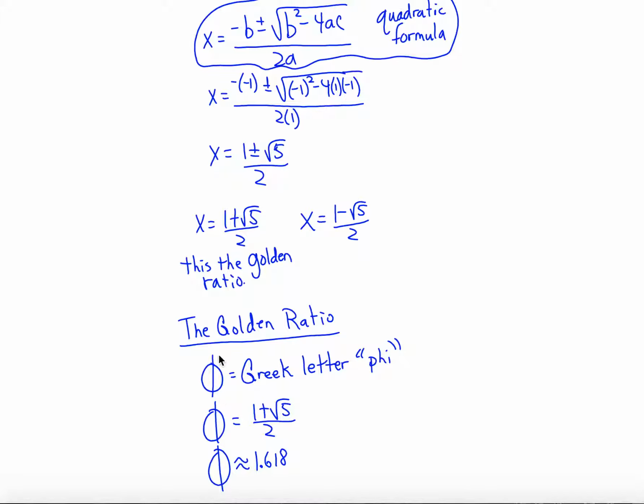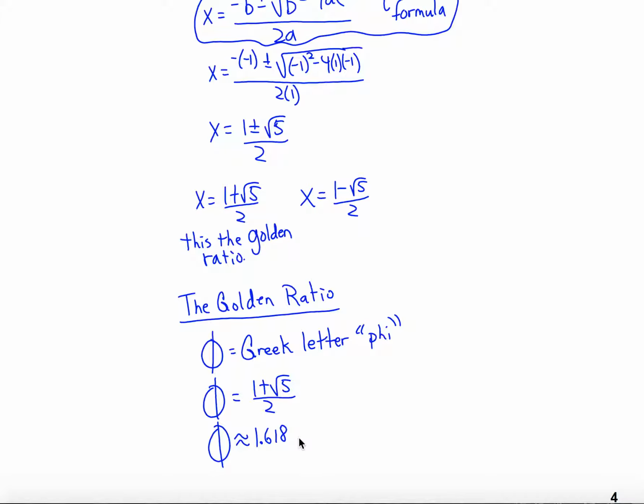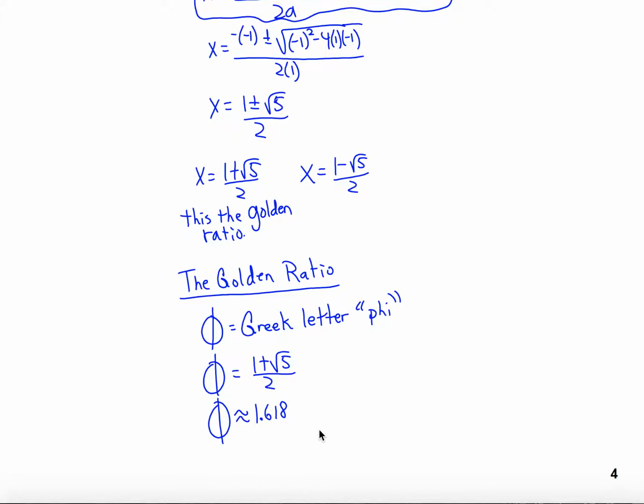So the golden ratio is this phi letter, and it's actually 1 plus the square root of 5 over 2, which we now know is 1.618 repeating. This is not actually what it's equal to. It's approximately this. It is, again, another irrational number like pi and e that never ends.